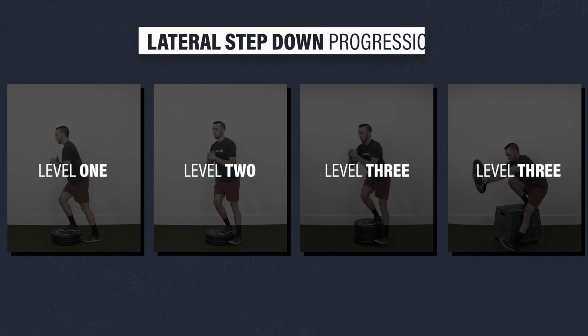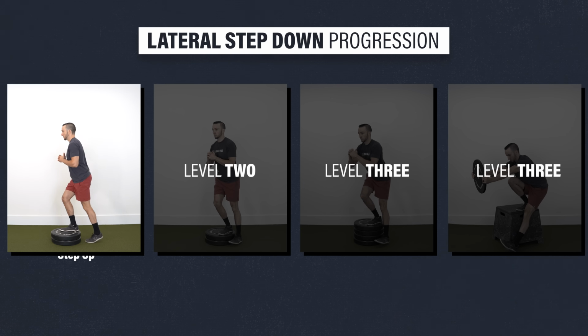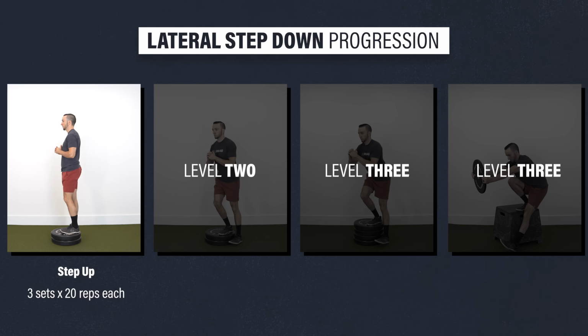Option 2, lateral step down progression. Level 1, step up. Use a step or object stacked 6 to 7 inches high. Place all your weight through the front leg as you step up, trying not to push off the back leg. If this is too challenging, lower the height or use your hands for assistance. Your goal is 3 sets of 20 reps per leg.